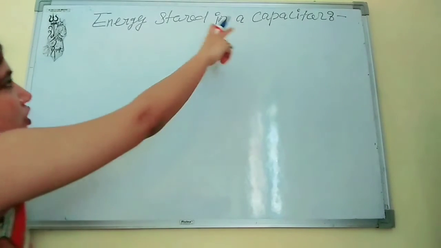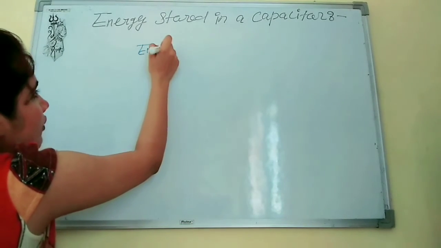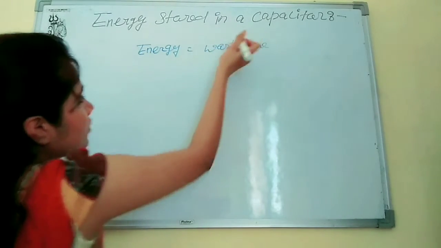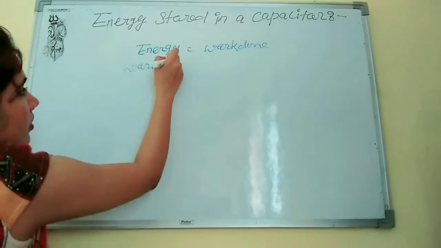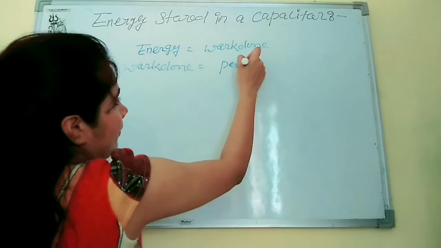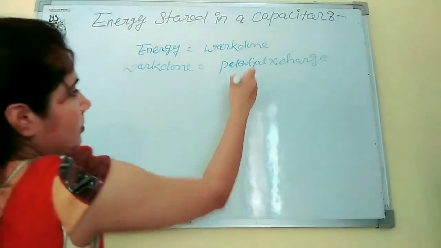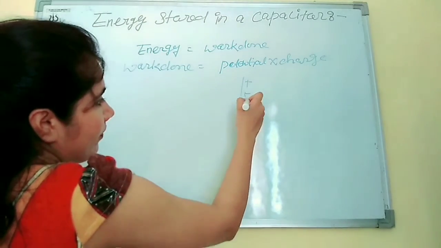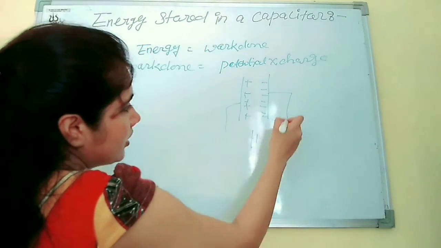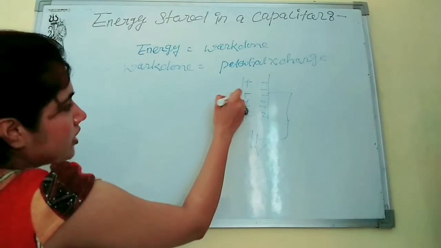Now we will find the expression for the energy stored in a capacitor. So we know energy is always stored in the form of work done. And if we express the work done in the form of potential, that will be potential into charge. Now we have a capacitor, this plate is positive, this plate contains negative charge, and we connect it with the battery. It has a potential V. Because of this V, the flowing charge is Q.